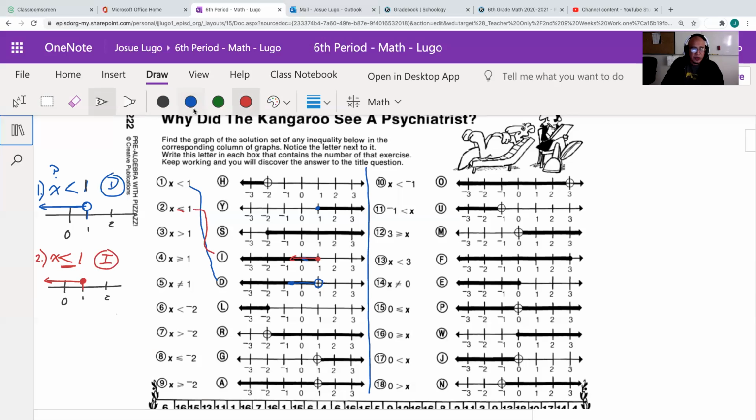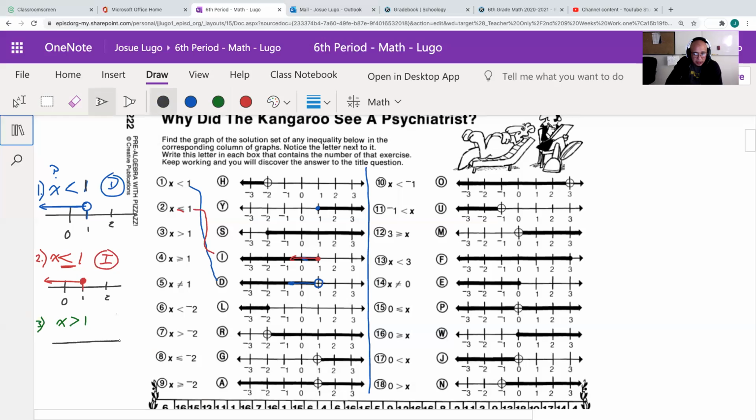Cool. Let's go ahead and do number 3. So for number 3, notice how all of these are focusing on number 1, just so that you can see how the different symbols will affect the number line. This time it says that x is greater than 1. x can be any number as long as that number is greater than 1. Okay, so it cannot be equal to 1, just greater than 1.